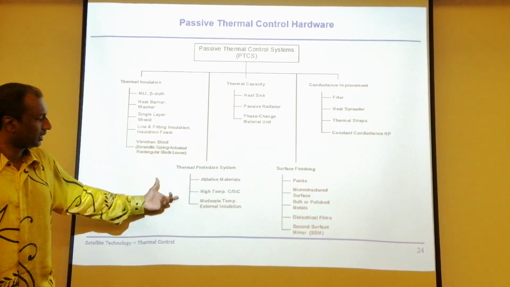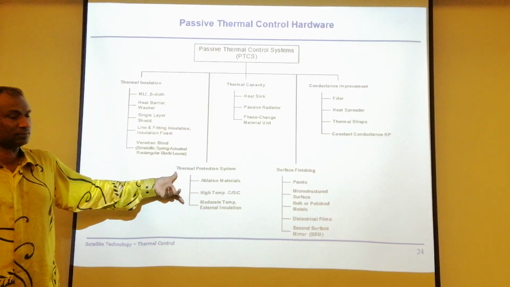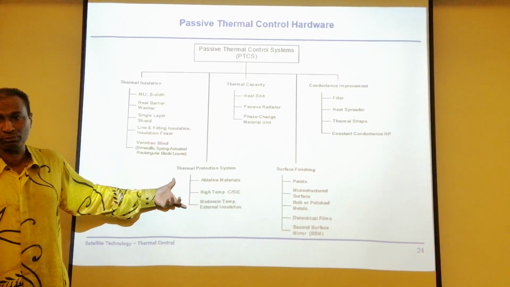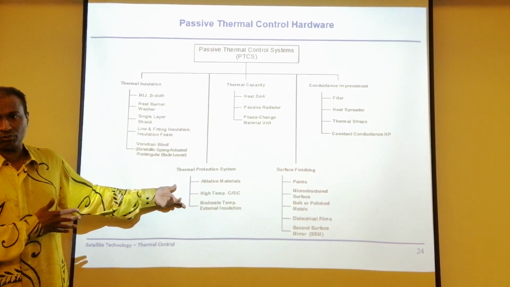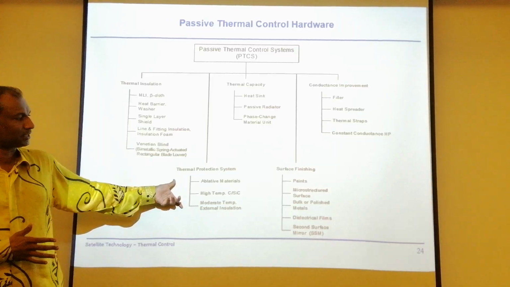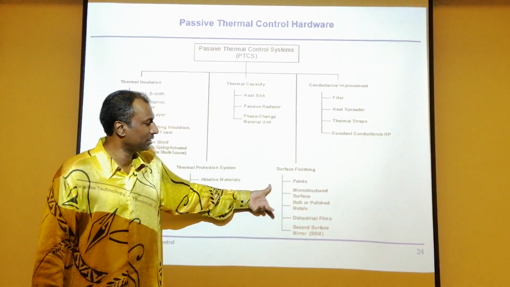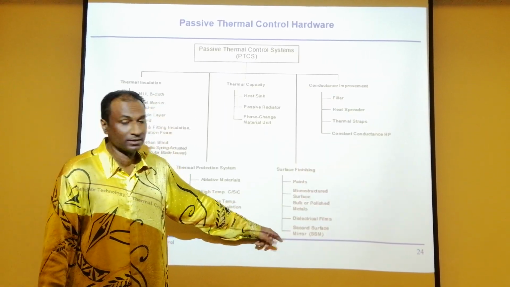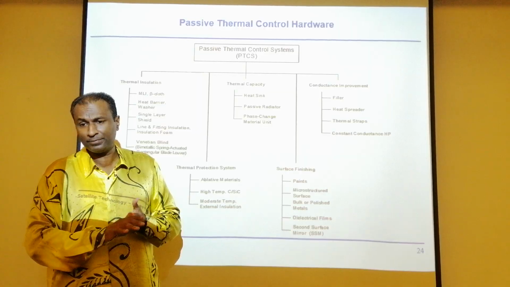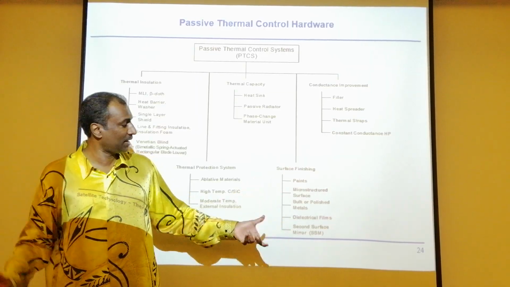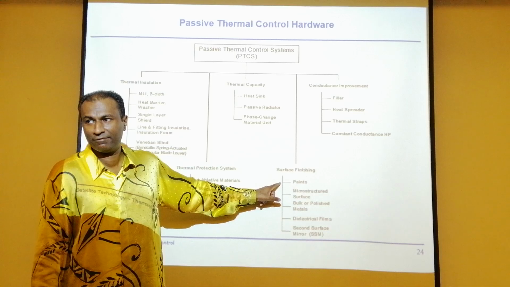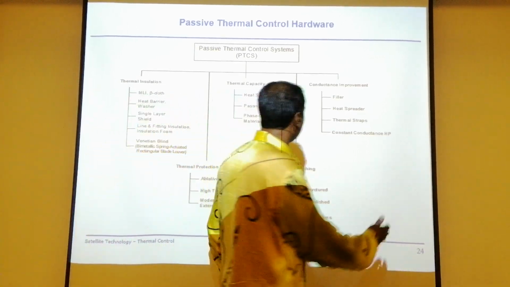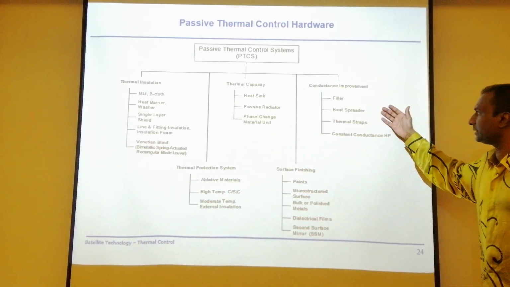Then thermal protection. Well, don't worry much about this. This is more into thermal protection systems, ablative material. This is for capsules re-entering. Also a thermal control system, but not for satellites. We don't use it for satellites. Surface finishing, yes, indeed. For example, second surface mirror. Second surface mirror basically is a polished mirror, and let's say solar panels will actually have these paints. Yes, you will have. This is quite typical for satellites. This is also passive.